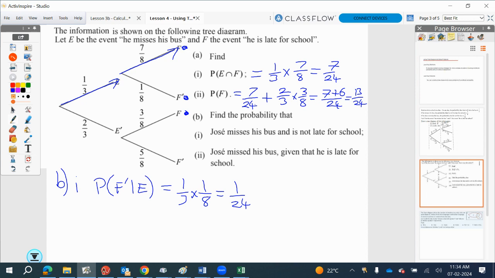Actually, it's not. Sorry. This is the probability of E intersection not F. Sorry, that was wrong. We want him to miss the bus, that's E. Not late, that's not F. And then we need the intersection of the two.